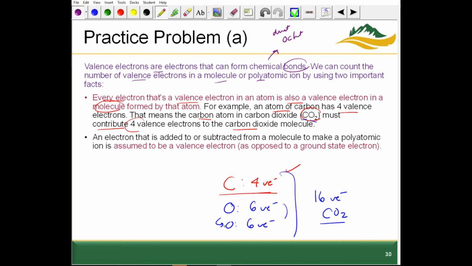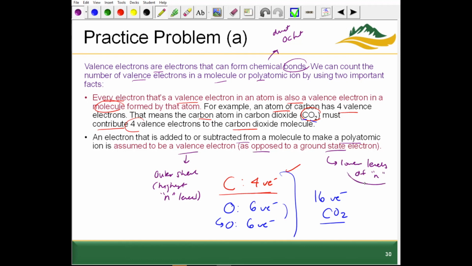Then guideline number 2, an electron that is added or subtracted from a molecule to make a polyatomic ion is assumed to be one of its valence electrons. Valence electrons are the electrons in the outermost shell, so the highest value for n.